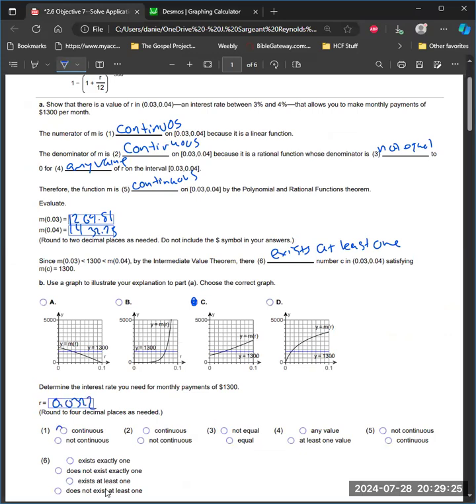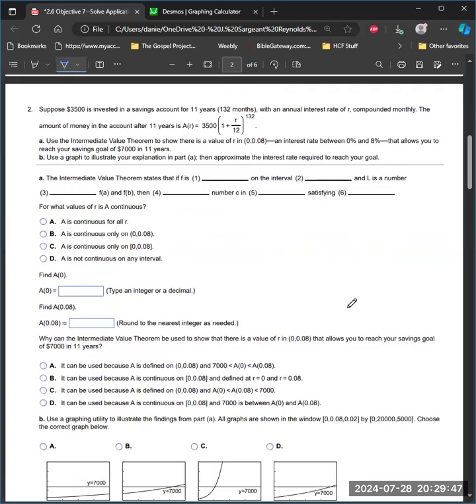This was continuous, not equal to 0 for any value, continuous, and then exists at least 1. All right, let's move on to the next problem here.